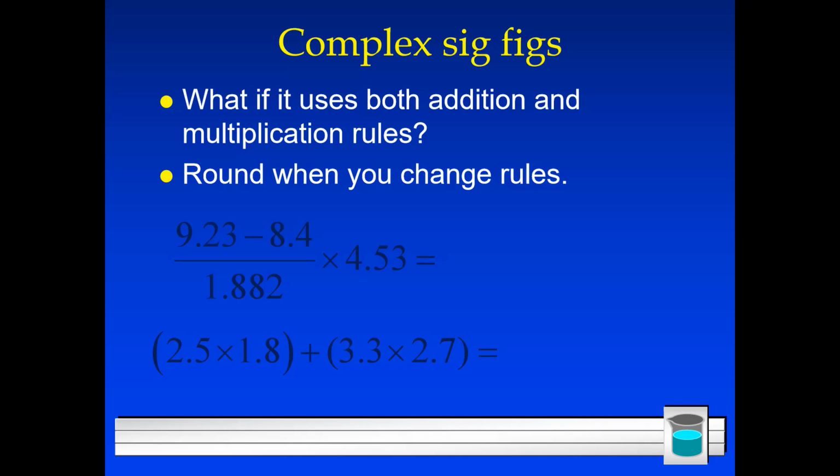Now, looking at sig figs, you know that your answer is going to be 1.99, and when you round it, it gives you 2.00. So that's the answer, 2.00.